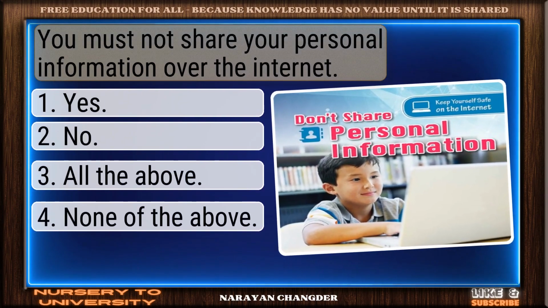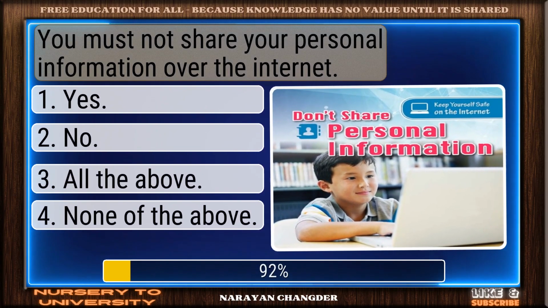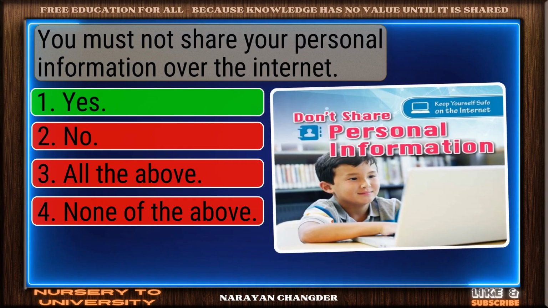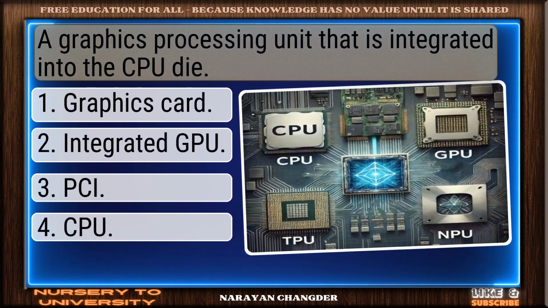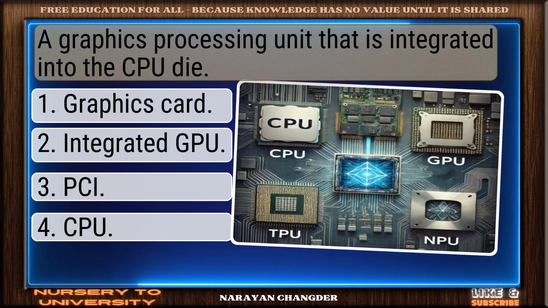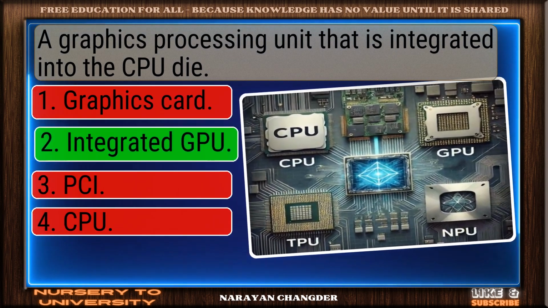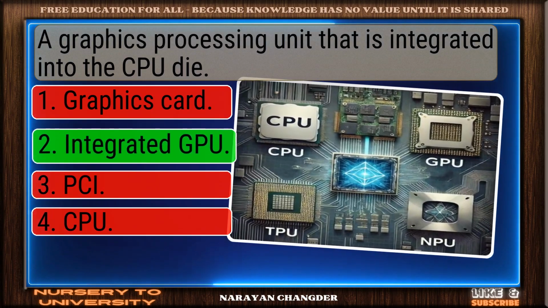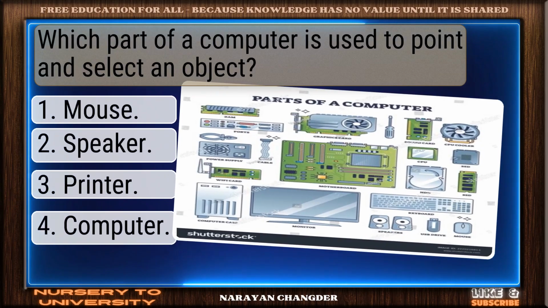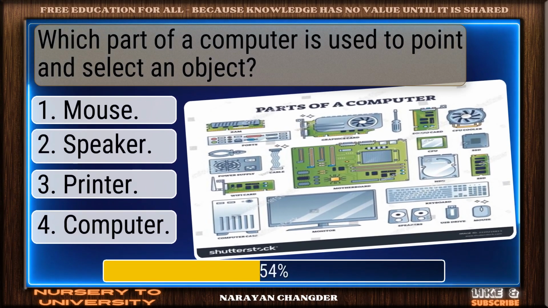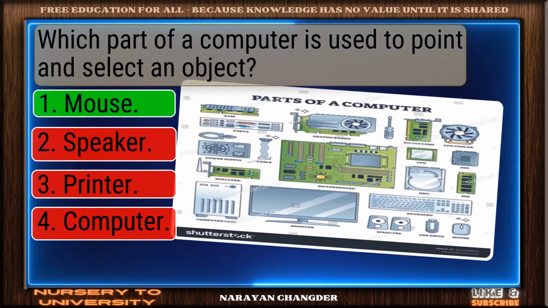You must not share your personal information over the internet. Correct response. Yes is the most accurate answer. A graphics processing unit that is integrated into the CPU die. Well reasoned. Integrated GPU is the correct choice. Which part of a computer is used to point and select an object? Well done. Mouse is the right choice.